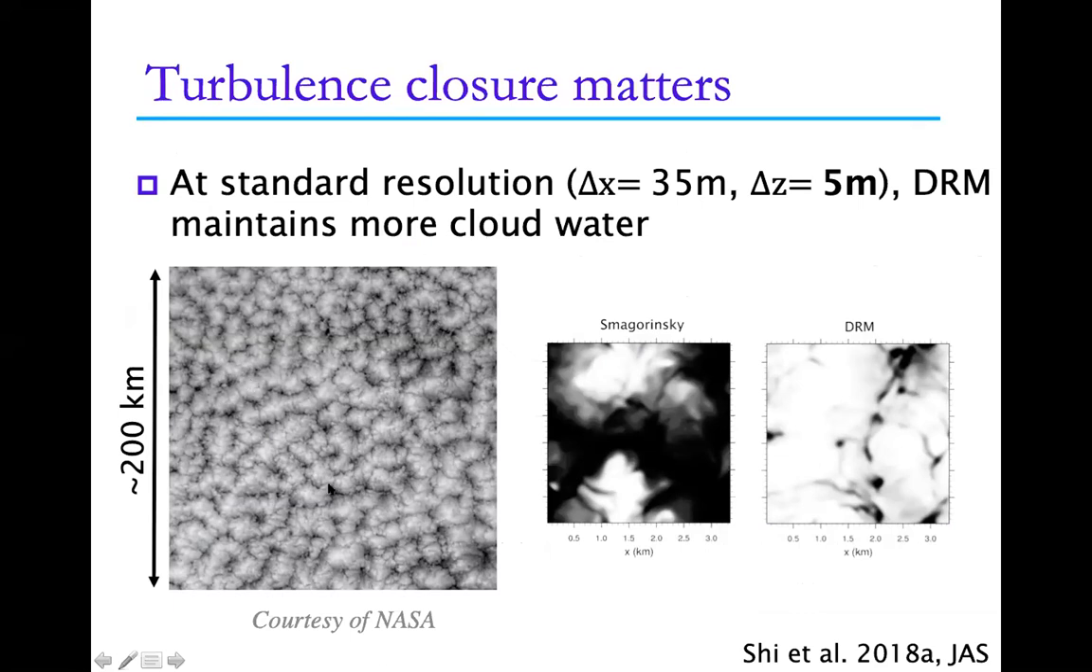This is the closed cells of the stratocumulus that you would expect to see. With the Smagorinsky model, you have a lot of dark, non-cloudy areas. With the DRM, it's mostly completely cloudy in the simulation. So the DRM is showing that even at the standard resolutions, you're better able to maintain the cloud water.